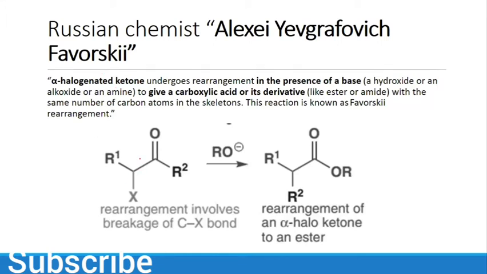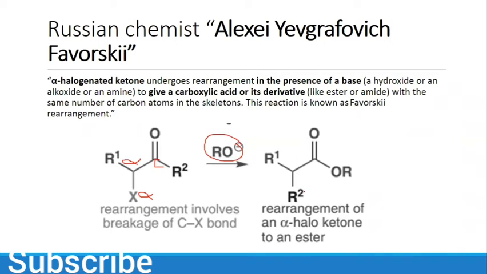So we have this alpha carbon and we have this halogen on alpha carbon. So this is known as alpha halogenated ketone. This is our carbonyl group and this is alpha. We have on alpha carbon a halogen. So Favorskii rearrangement is given by alpha halogenated ketone in the presence of a base. We have carboxylic acid or its derivative like ester or amide.